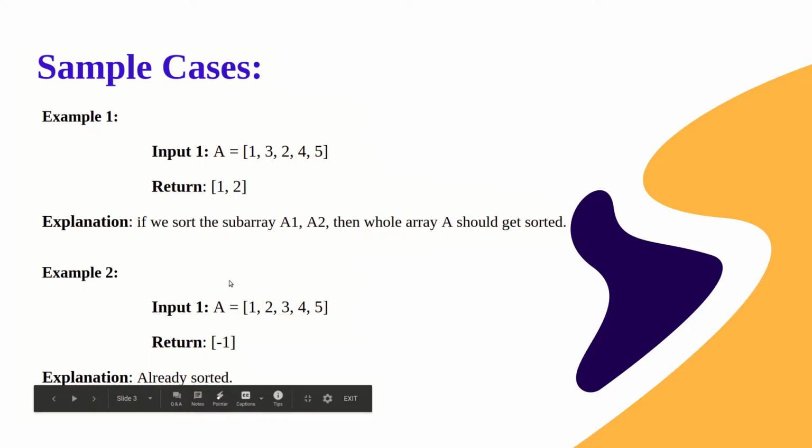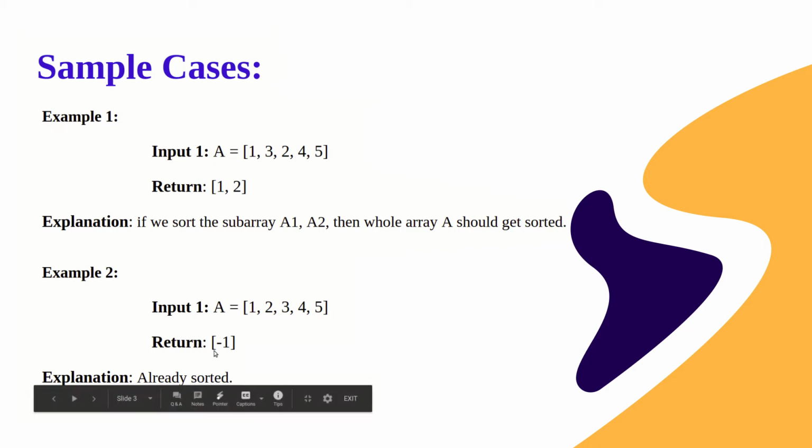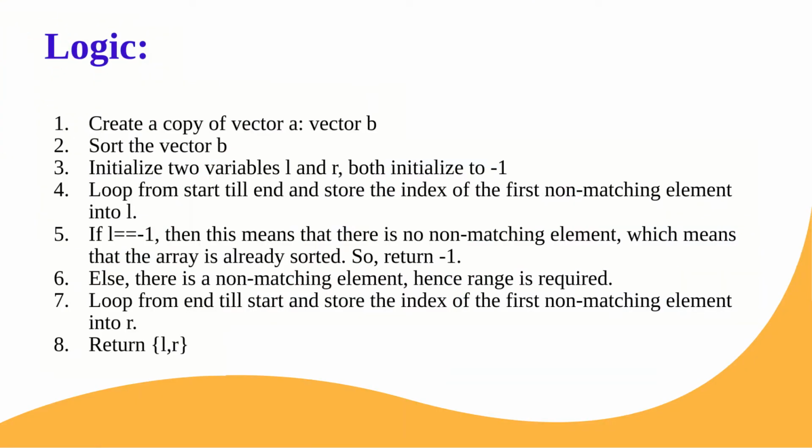If the input is A equals 1, 2, 3, 4, 5, we need to output -1. Why -1? Because we can see that the entire array is already sorted, so we need to return -1 in that case.